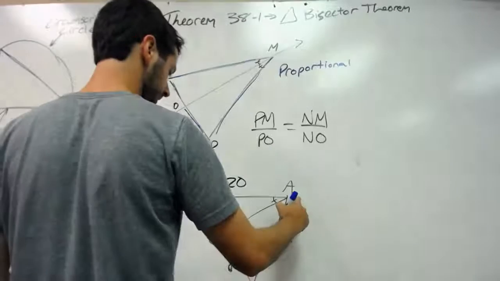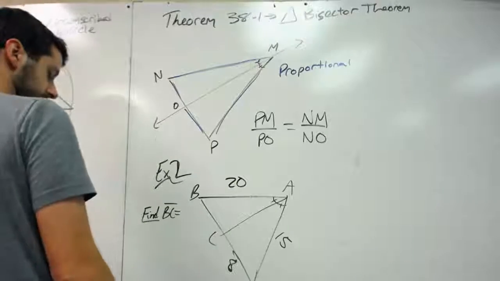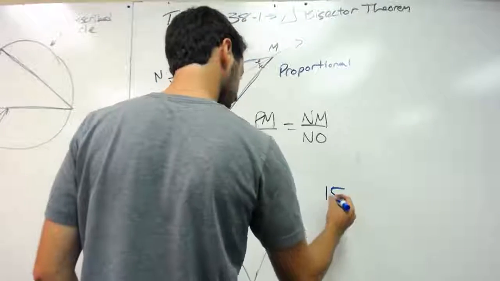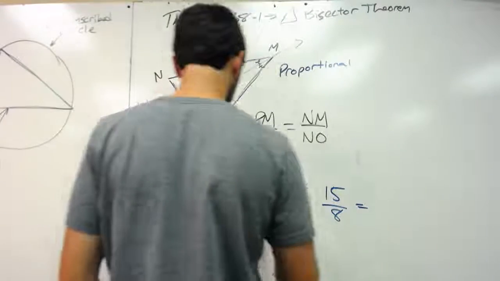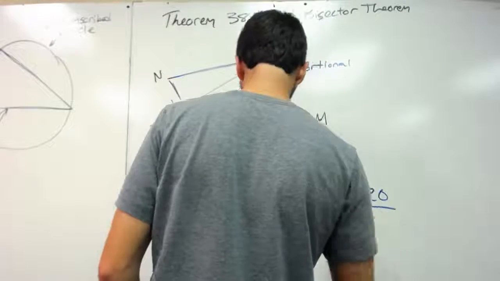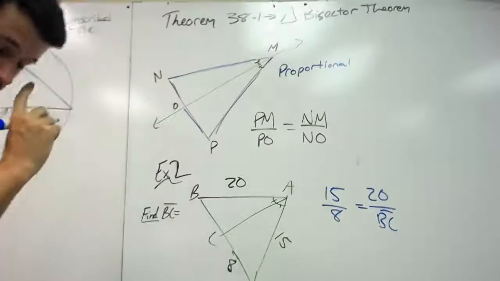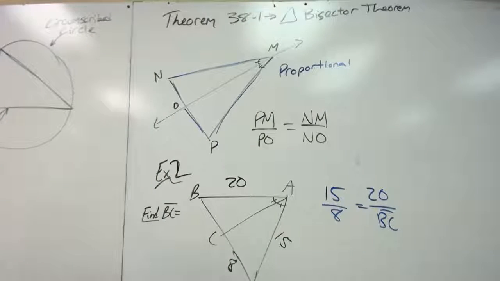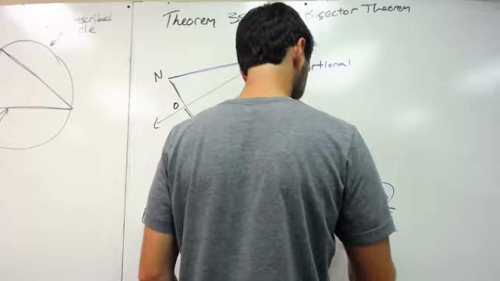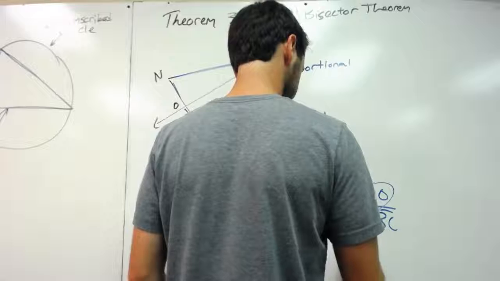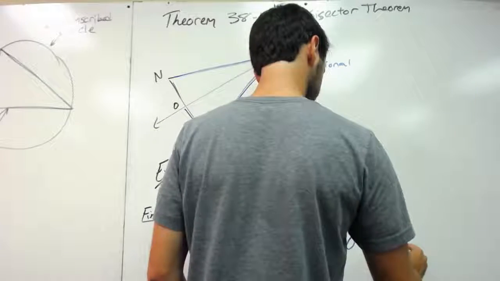We did long side over short side, the line that was bisected, 15 over 8 equals long side, 20 over short side, in this case BC. And now we've created a proportion that we can solve. So we cross multiply. 8 times 20 is 160, and that equals 15 BC.